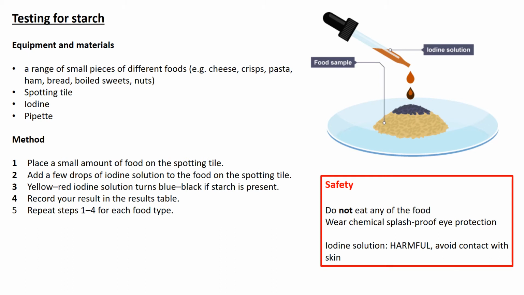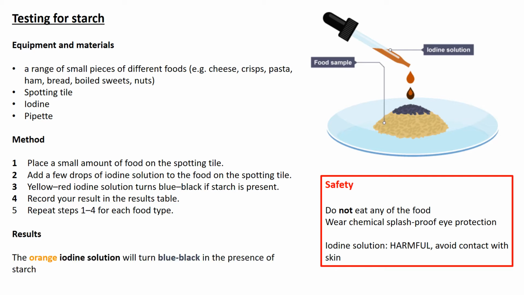So the method, quite a simple method, 5 steps. Again, let's not be writing all this out. Okay, food on tile. That's what I'd put for the first one. Few drops of iodine. Next one, if starch equals black, no starch equals yellow, red. Results in table. Can you see what I'm doing there, guys? Let's not be writing loads. It will help you with the revision.